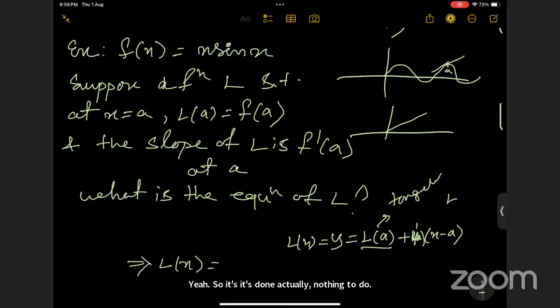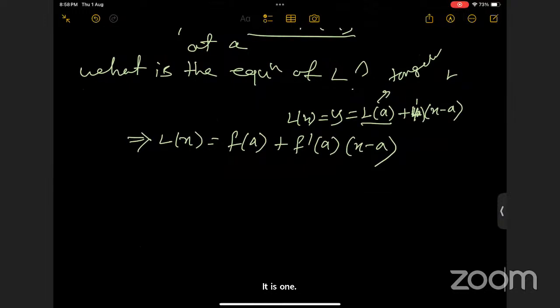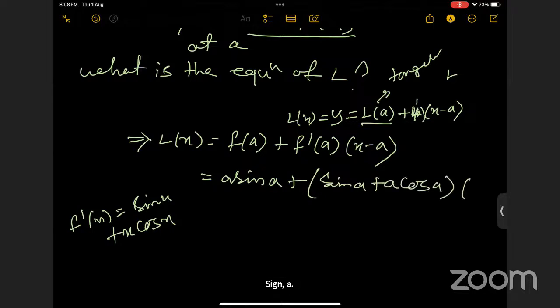So L of x, now we have this line, so we can put it here. Again, the slope is the same as this, that means it is f dash. Now what is f dash a? Slope of the function at a. So what is the equation? f dash x equals sin x plus x cos x, right? So it is basically sin a plus a cos a, into x minus a, right?